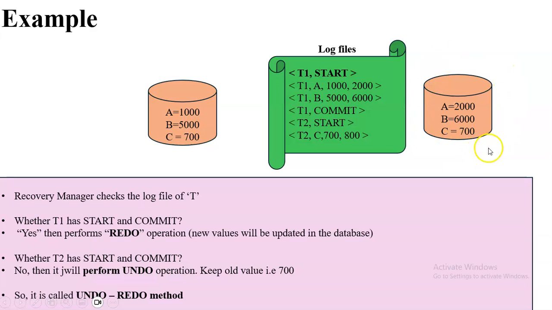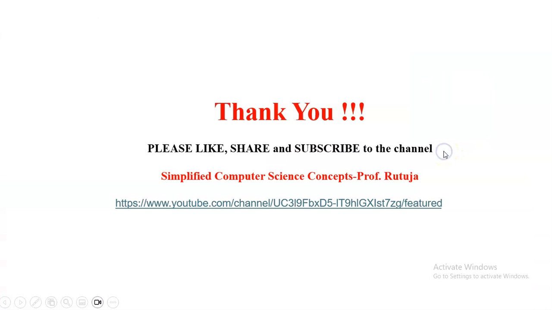Just look at this particular database. As T1 has both start and commit, the new values are stored, that is 2000 and 6000. However, T2 has only the start and does not have commit, so the old value, that is 700, is stored in the database. I hope you've understood this immediate database modification approach.